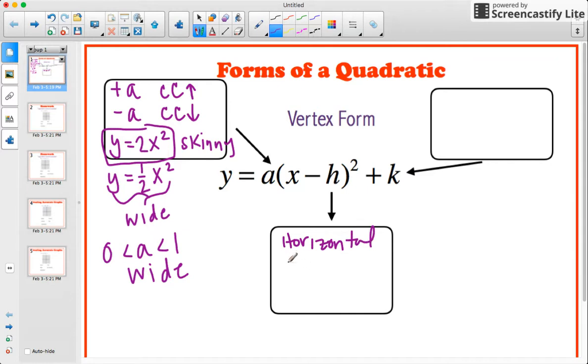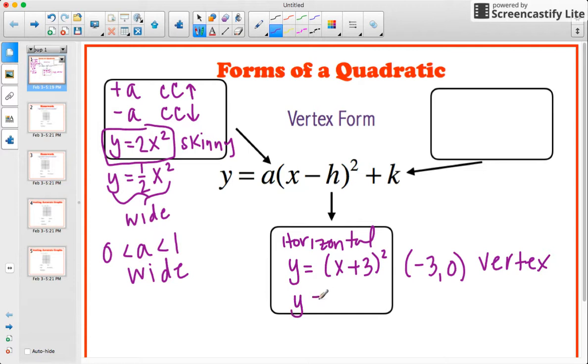We learned that the h was our horizontal transformation. So if we had something like y equals (x plus 3) squared, this gave me a vertex of -3, 0. If we had something like y equals (x minus 9) squared, this gave me a vertex of 9, 0. So whatever is inside the parentheses with the x, your vertex will be the opposite of that value. So my h value moves my graph to the right and to the left.